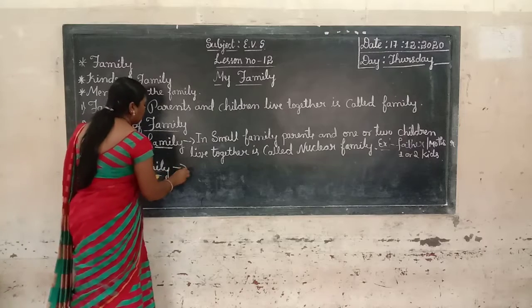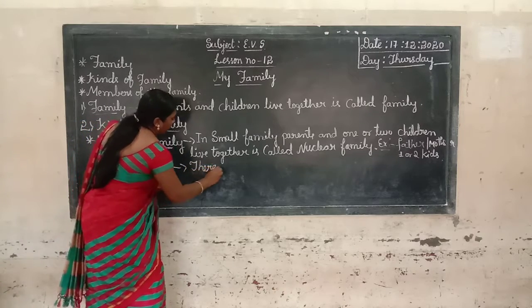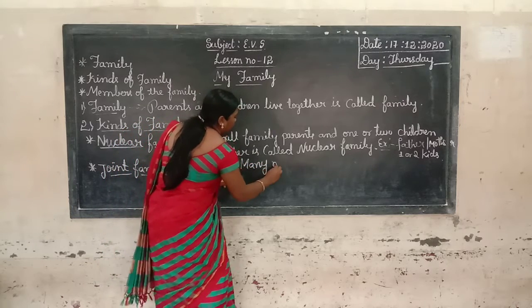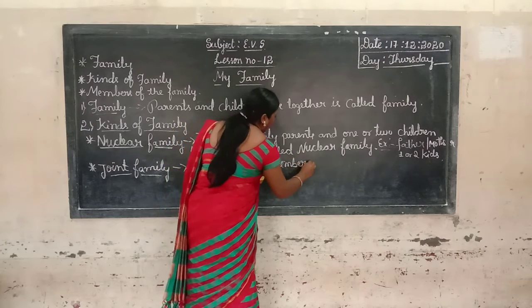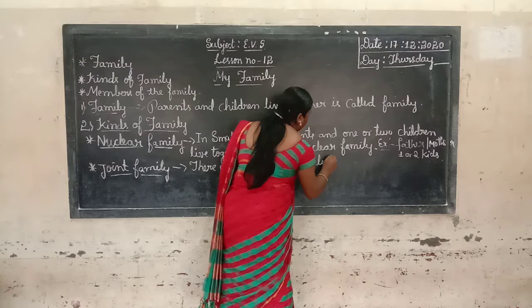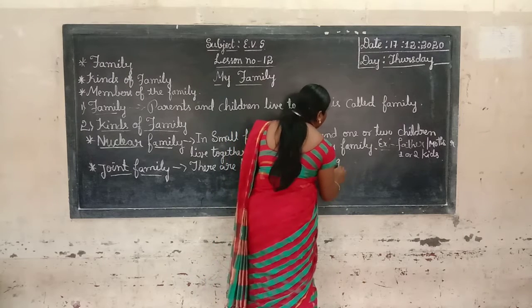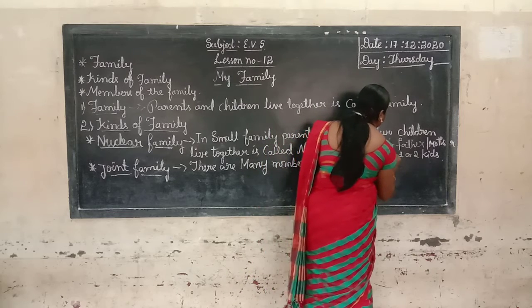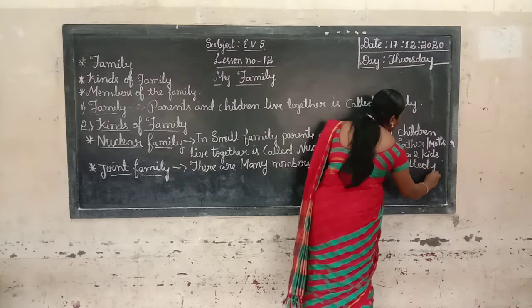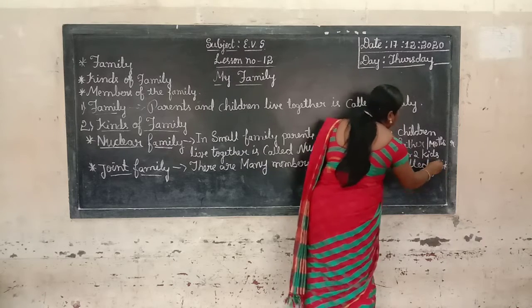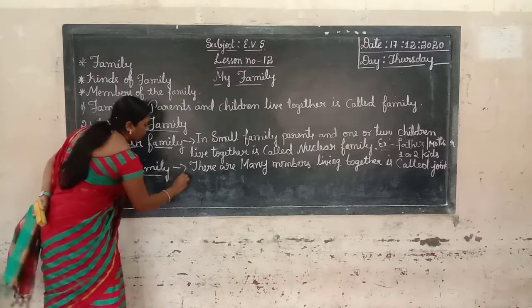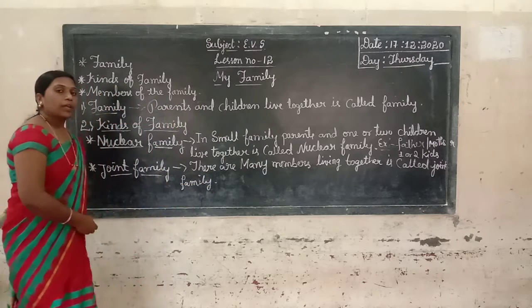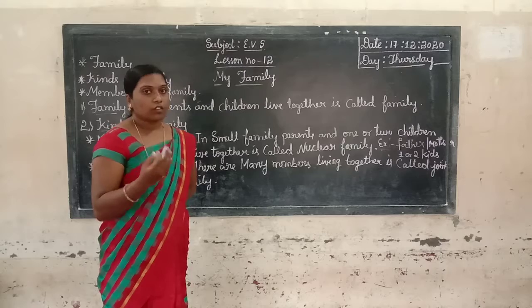There are many members living together, which is called a joint family. Or many members live together, it is called a joint family.